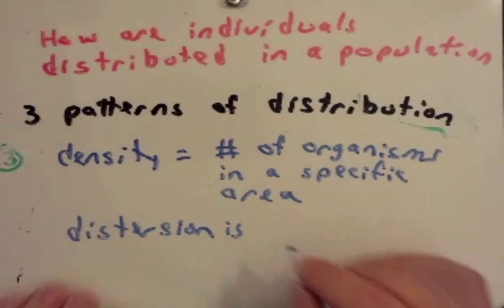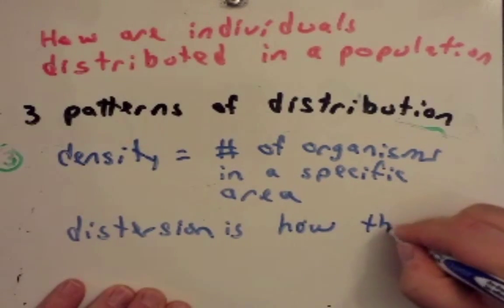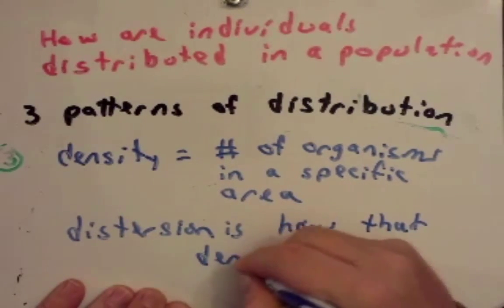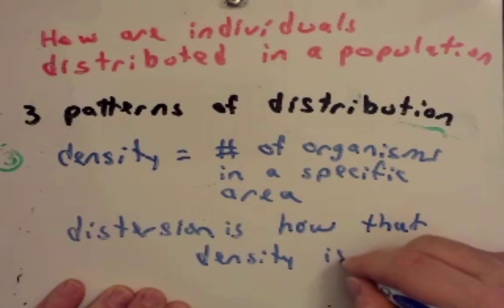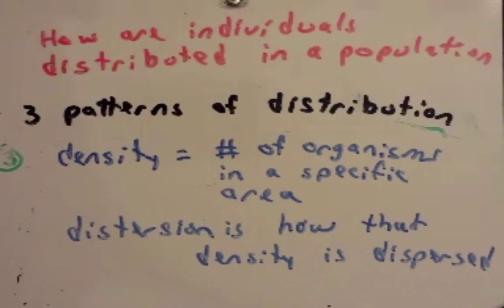as I was editing this podcast to upload to the Blackboard, I noticed I misspelled dispersion. I don't have my cameras here, so I can't fix it, but this is supposed to be D-I-S-P-E-R-S-I-O-N, dispersion. Sorry about that. Dispersion is how that density is dispersed, which are those three patterns of distribution.